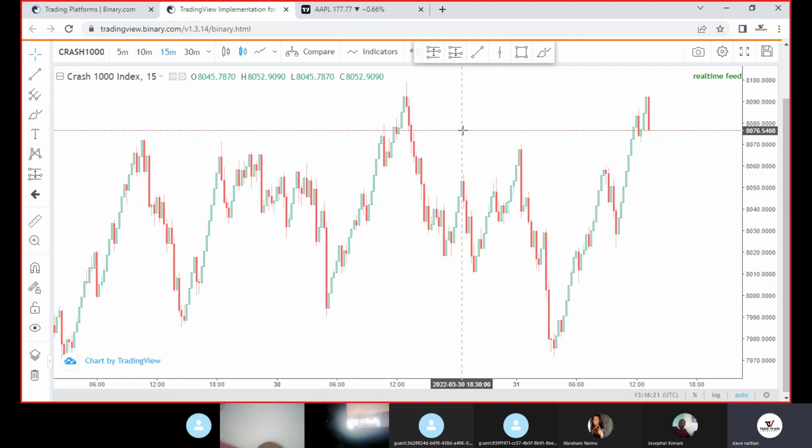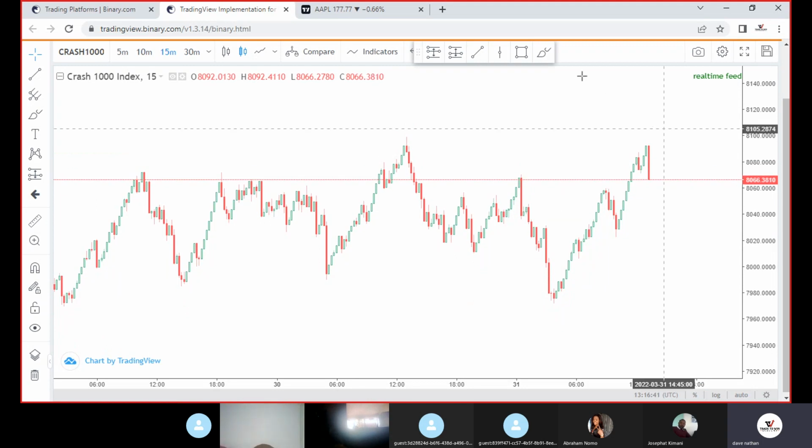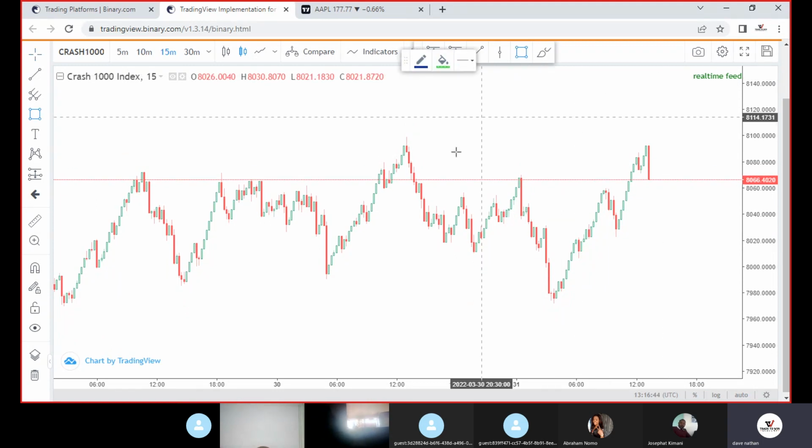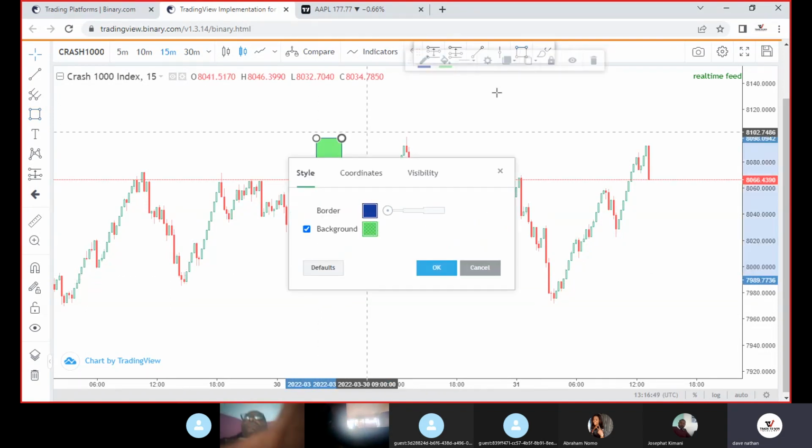Oh, just one was activated. Oh, that's not good. All right, so no problem. And it's still falling. Wow. All right, so let's break down our Crash 1000 trade before I start shouting fire and all that. Okay, so let's look at our line chart.